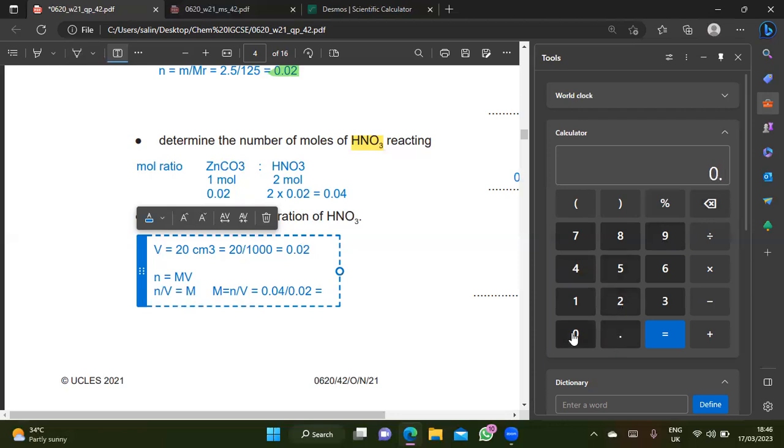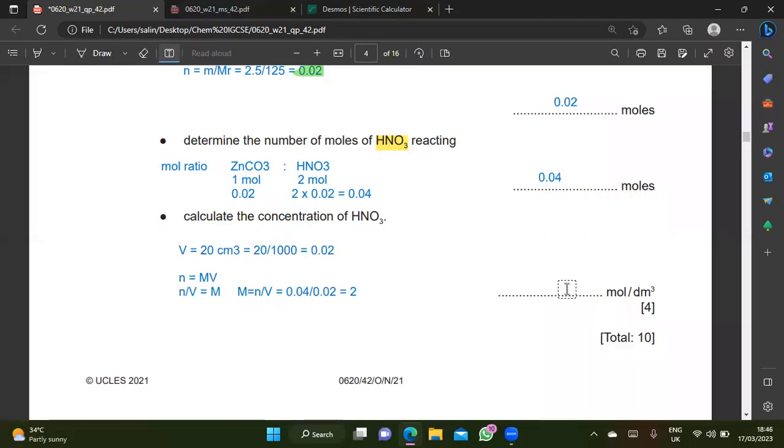Now 0.04 divided by 0.02. There you go. So the answer is 2. Okay, you can just use this number too. There's no need to put the decimal place. This is correct already. Halas. So we stop here.